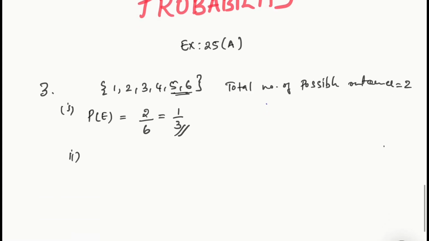Now second question. Less than or equal to 4, how many numbers do we have? You have 1, 2, 3 and 4. Correct? 4 numbers you have. So less than or equal to 4, P of E will be equal to 4 by 6. That is equal to 2 by 3 when you simplify it. Always remember the probability should be written in the simplest form.